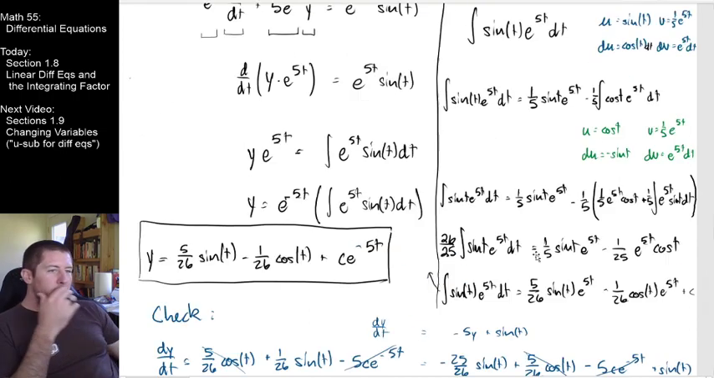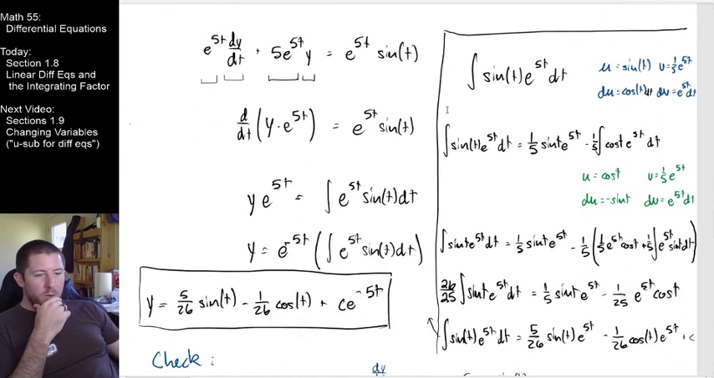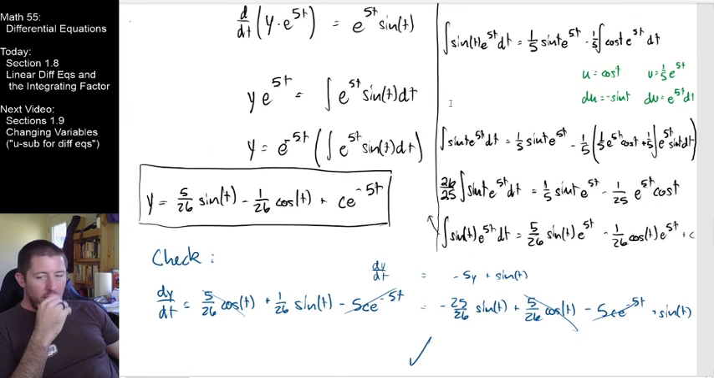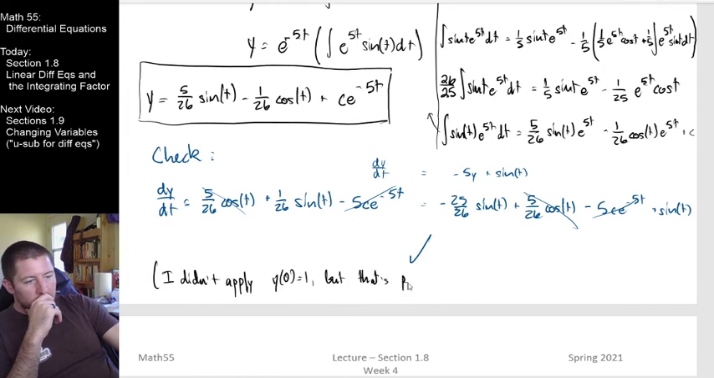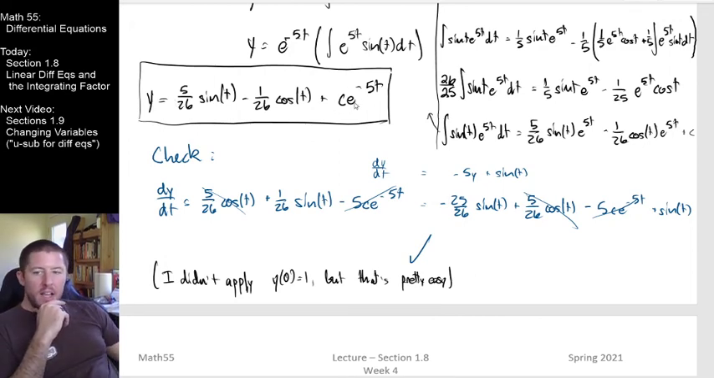Oh, I guess the one thing I didn't do is I did not apply y of 0 equals 1. Plug in 0 for t, plug in 1 for y. We're going to have y of 0 equals 1, our solution associated with the c right there. I don't think throwing in an initial condition is tearing us up too much right here.